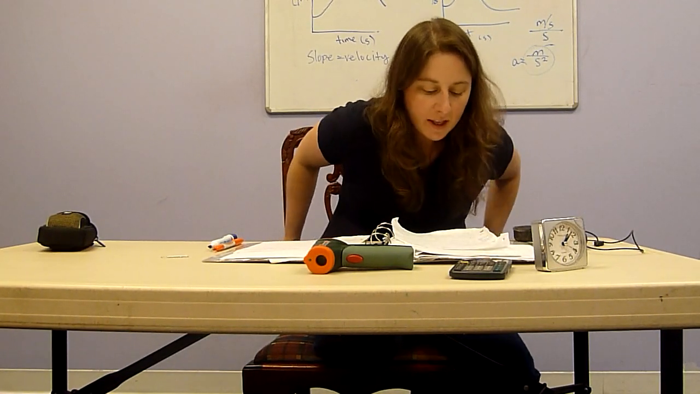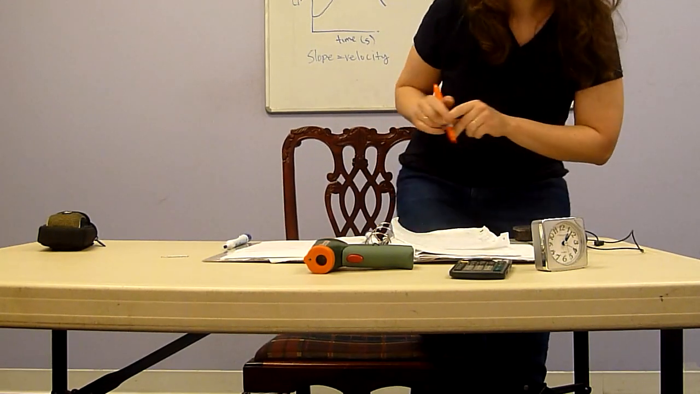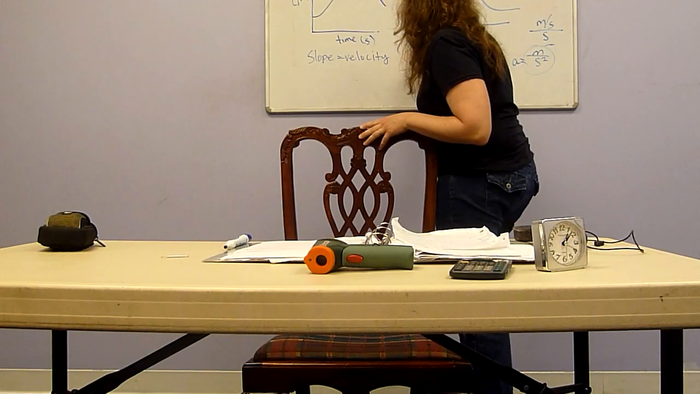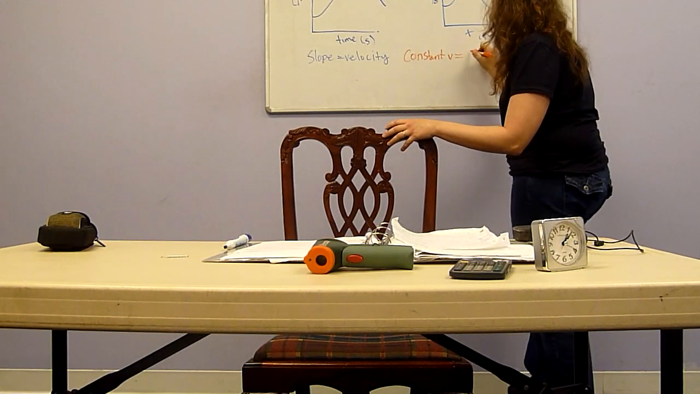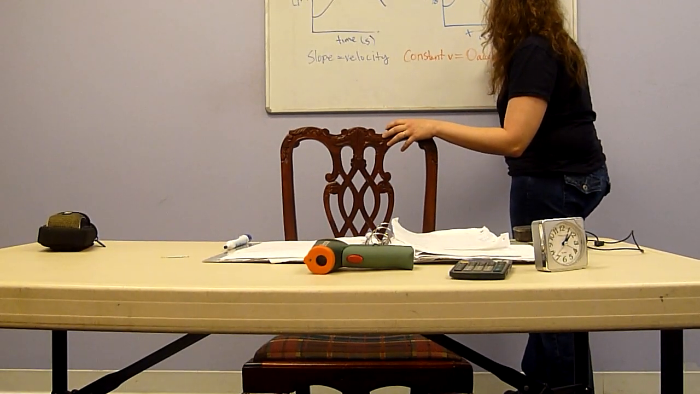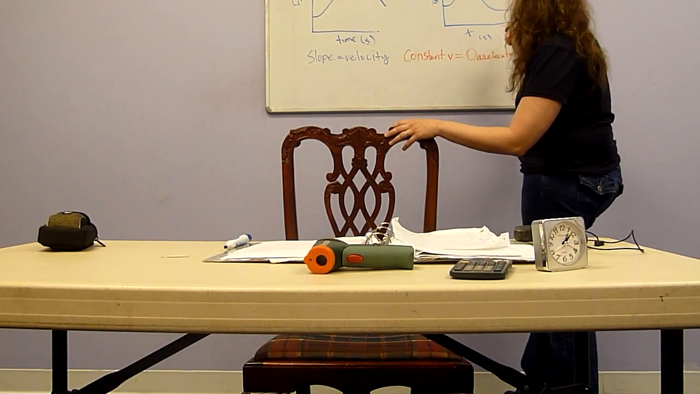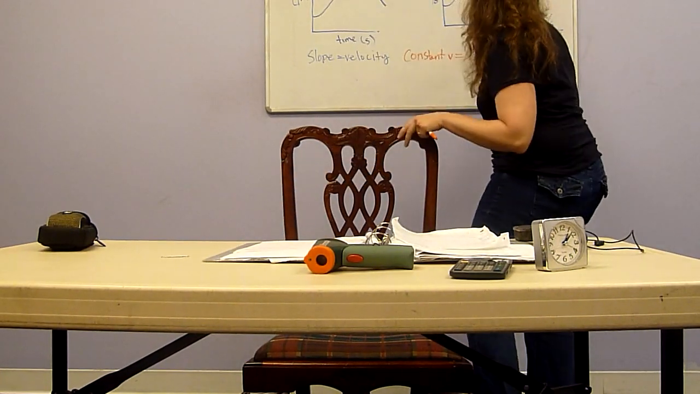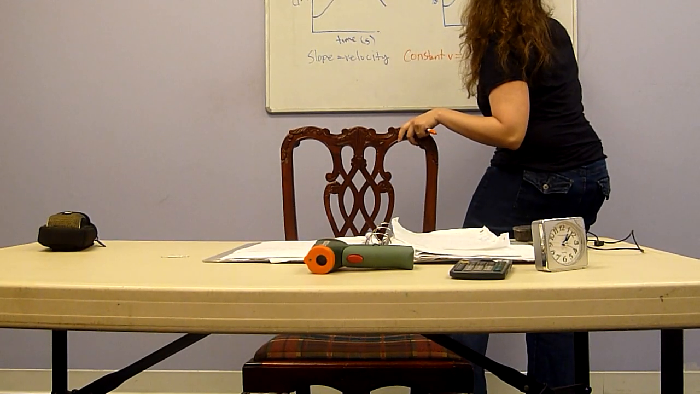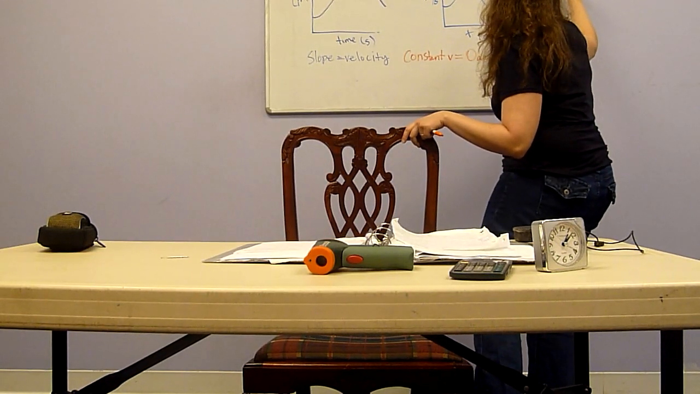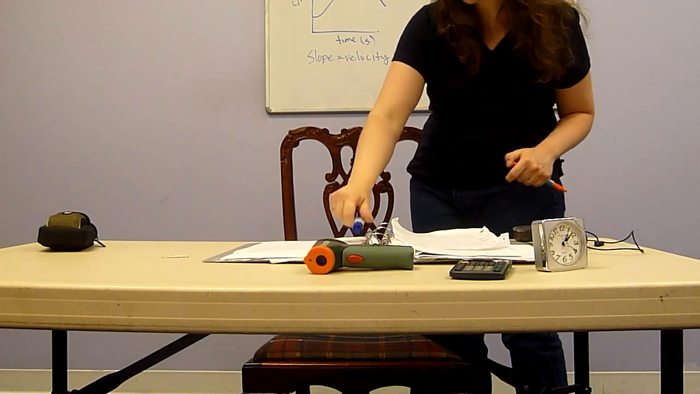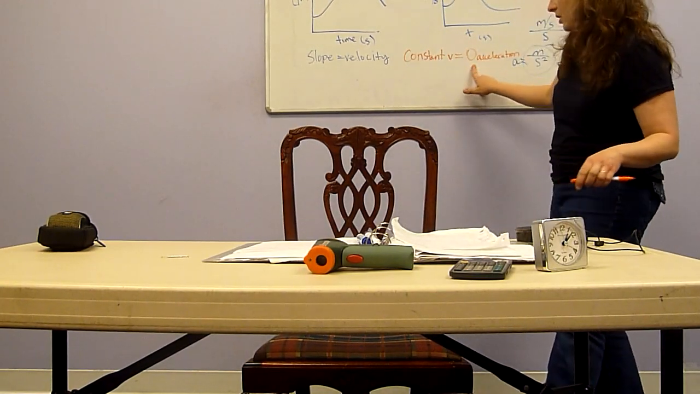If something is traveling at a constant velocity, what is its acceleration? Zero. Constant velocity means acceleration is zero. Velocity divided by time equals acceleration. Slope of velocity versus time is acceleration. So if something's traveling at a constant velocity, its acceleration is zero.